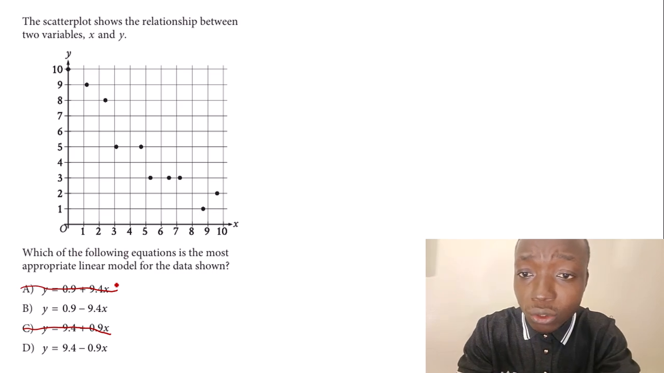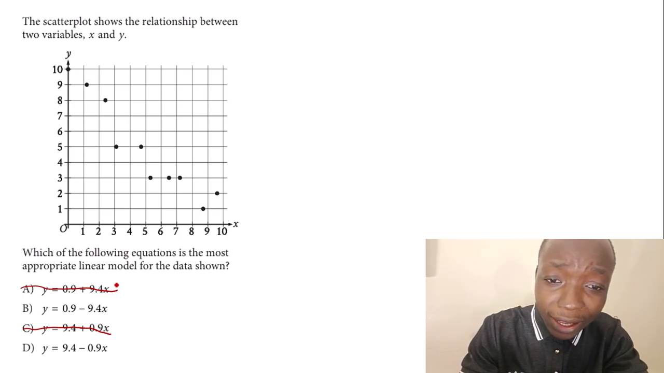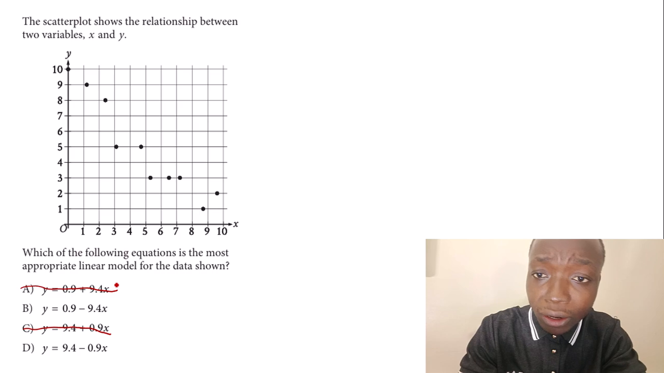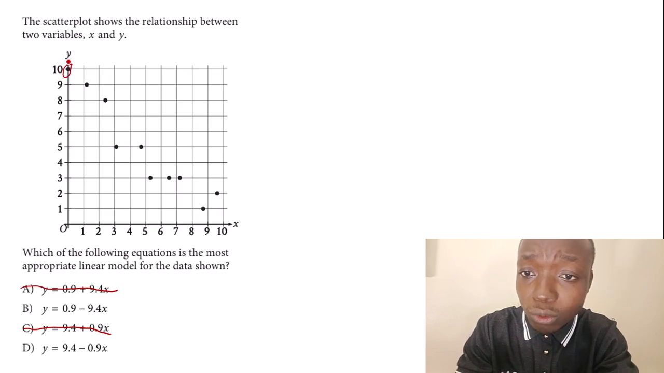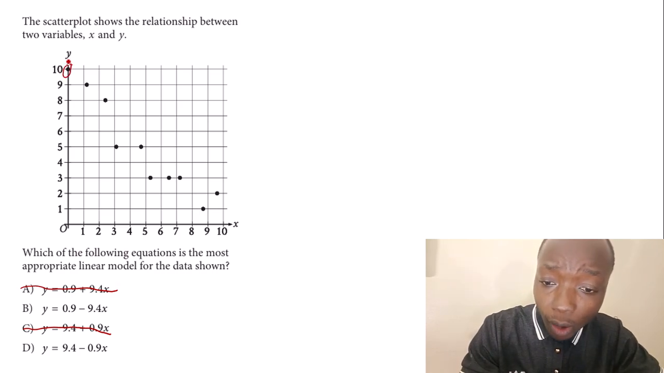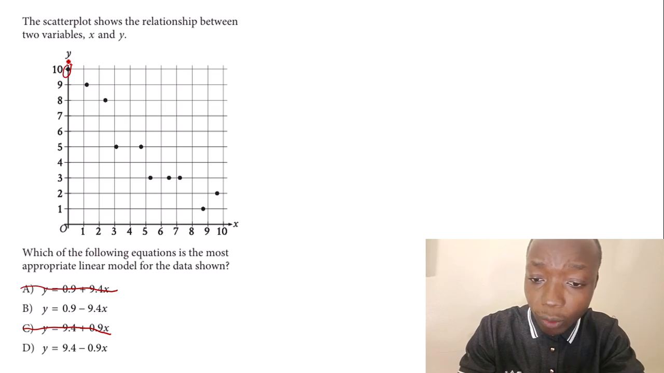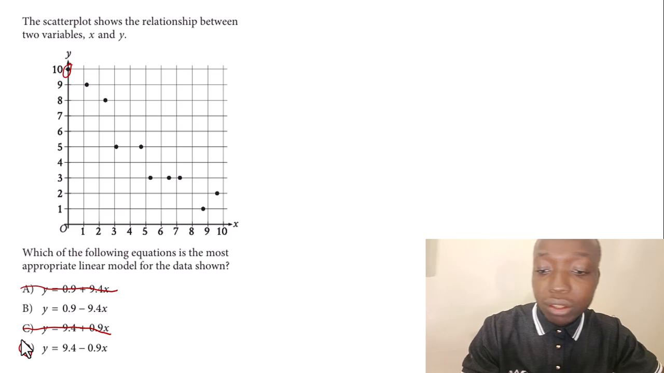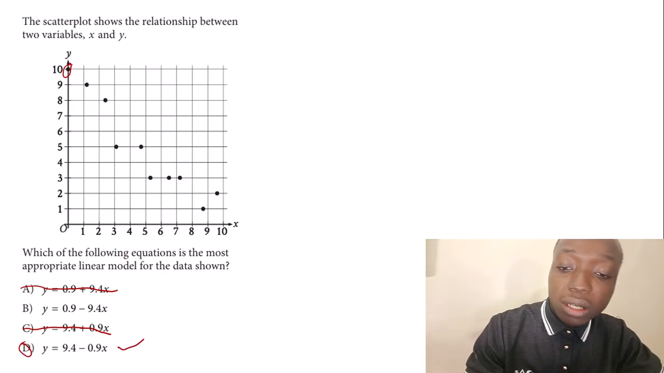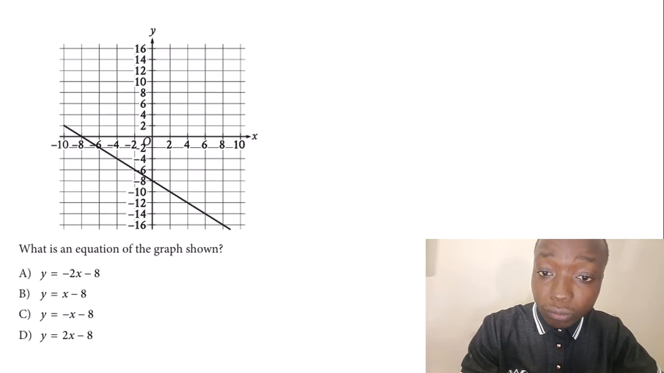So you can substitute a point that is exactly at the crosshair or approximate. So this is one of the points. So when x is 0, y should give us 10. Only option D matches that. So option D is our correct answer.